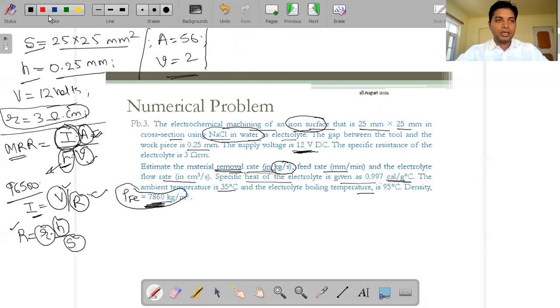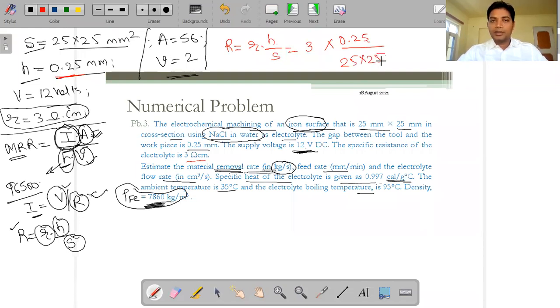So let's consider. First, we are calculating the value of capital R, which will be equal to small r into H by S. Small r is 3 ohm centimeter. Multiply by H, which is 0.25 mm, upon S, the cross sectional area, which is 25 into 25.